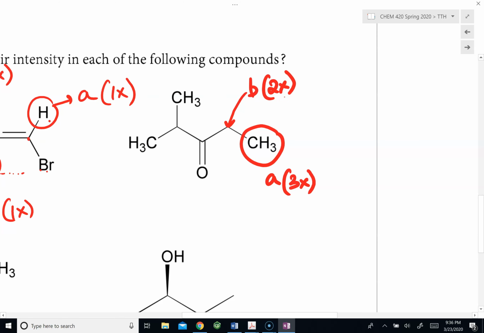And the other one, we actually form this hydrogen in here. There's a hydrogen in here, and it will be a unique signal compared to A and B that we have seen already. So this will be signal C, and that will be the 1 times the intensity.